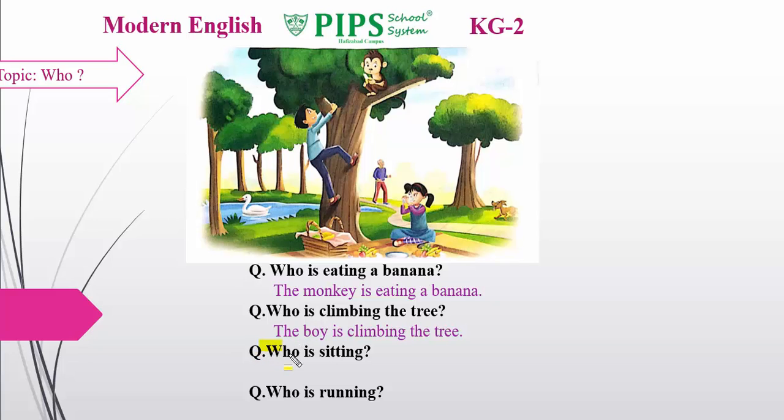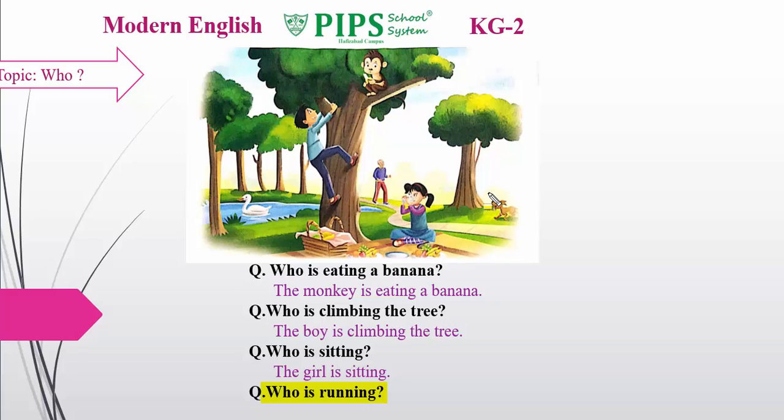Third question is who is sitting? Look at the picture. The girl is sitting. So the answer is the girl is sitting. लड़की बैठ रही है.